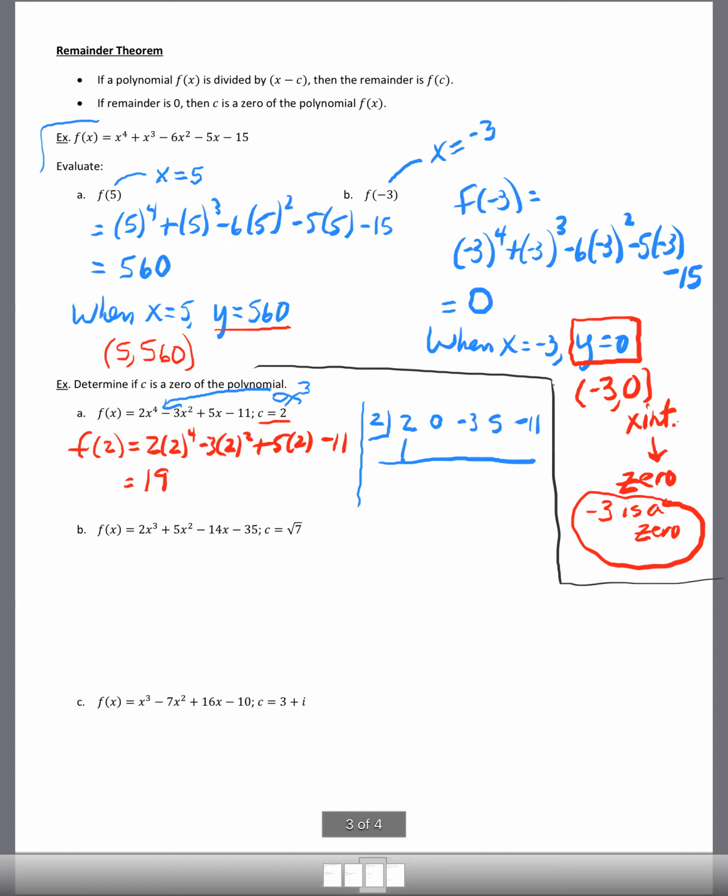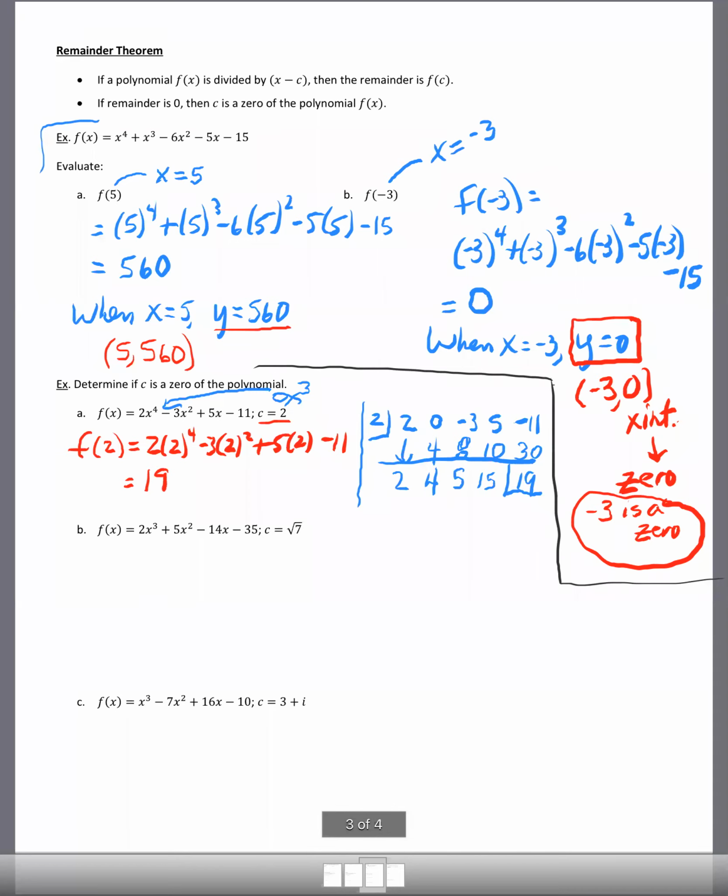If we drop down our first term, which is a 2, to fill in the first column, 2 times 2 is 4. Add the column together, you get 4. 2 times 4 is 8. If you add -3 to 8, you will get a 5. 2 times 5 is 10. If you add 10 and 5 together, you will get 15. 2 times 15 is 30. And remember, this back number here ends up being what they call the remainder of the synthetic division. That ends up being 19.